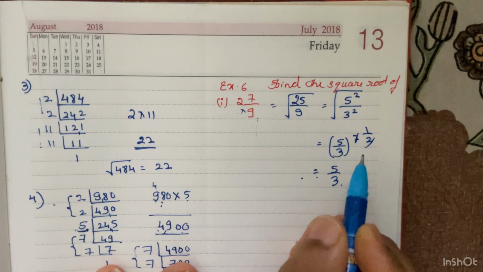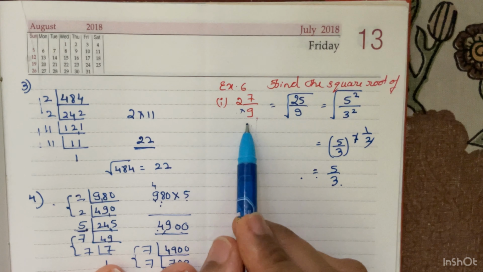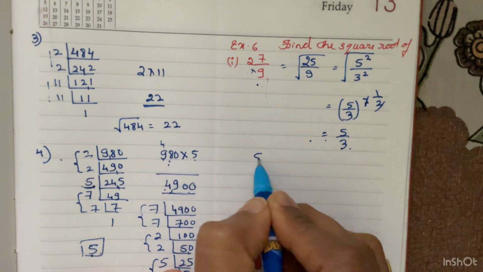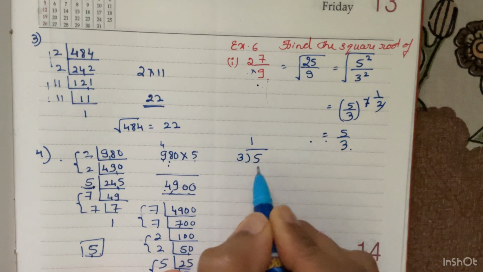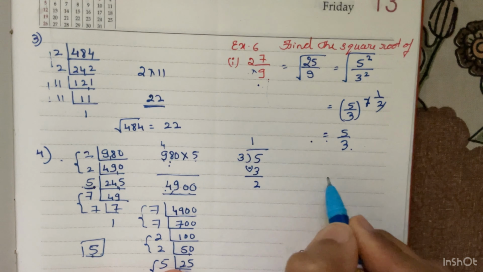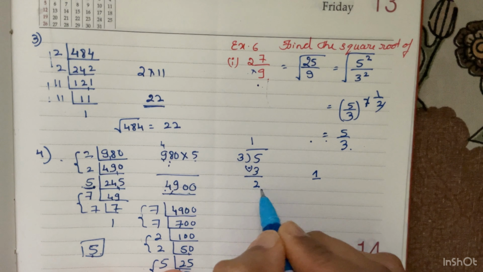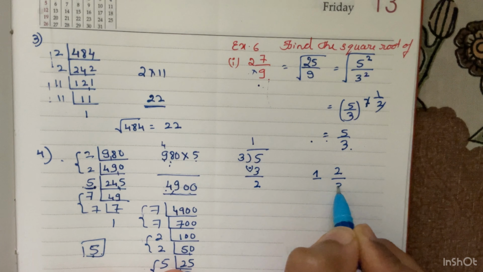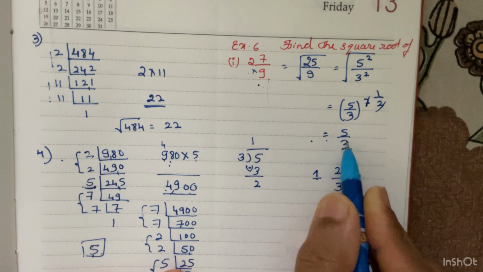But before this, they have given the question in mixed form. Now we will convert this improper fraction to a mixed number. For that we need to divide 5 by 3. 3 ones are 3, subtract, 2 left, right? Now this quotient comes in the whole number place, and this remainder comes in the numerator place, and in the denominator we have to write this 3. 3 ones are 3, 3 plus 2 is 5/3.